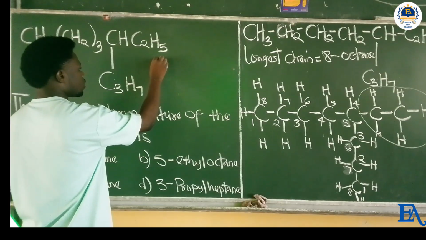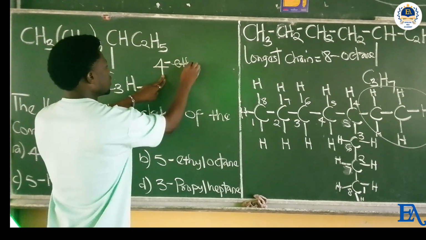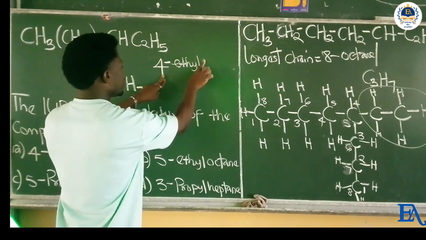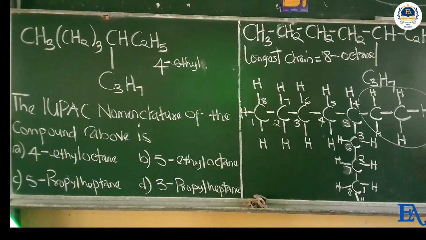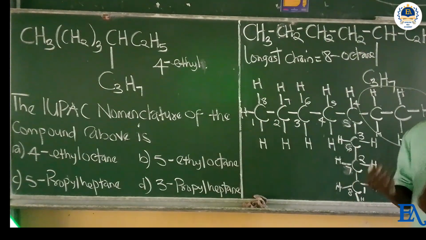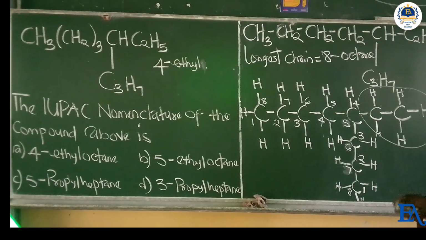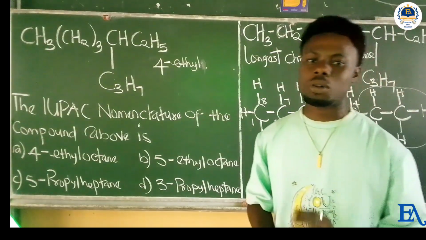So on the 4th carbon atom we have ethyl, 4-ethyl. Let's look at the right name for this formula. The right name is 4-ethyl. Since the longest carbon chain is octane, it will be named 4-ethyl octane. The correct option is 4-ethyl octane, which is option A.